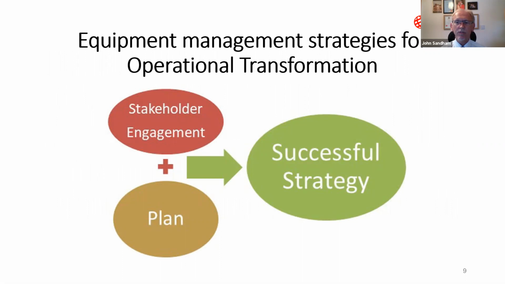Creating strategies for operational transformation requires only two things to be in place for a successful strategy: the right stakeholders to be engaged and a forward plan outlining the business, growth and direction of the organisation. This will allow the equipment management strategy to be aligned with the organisation's operational plans.